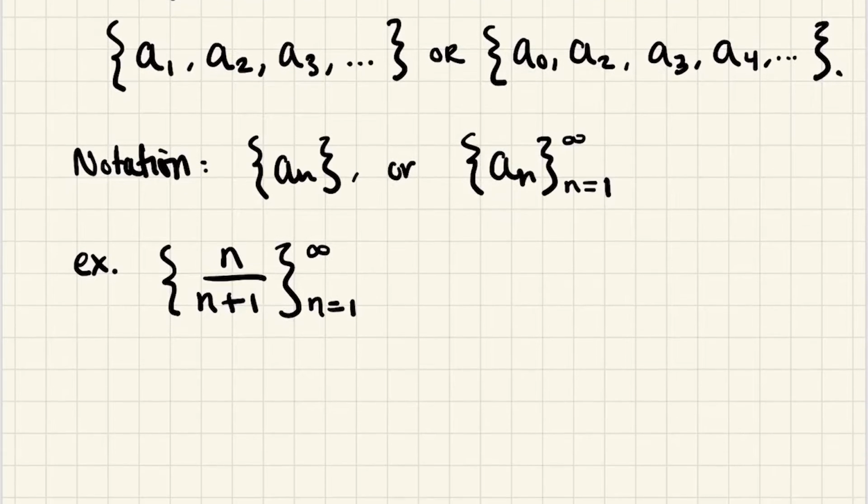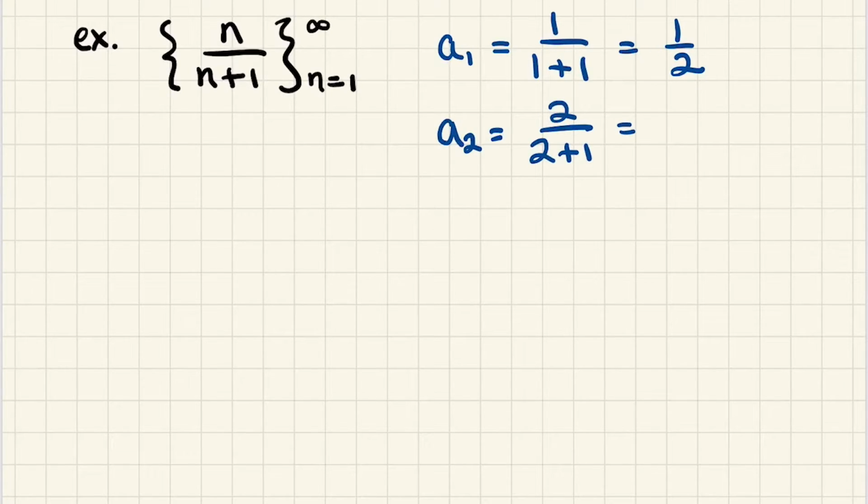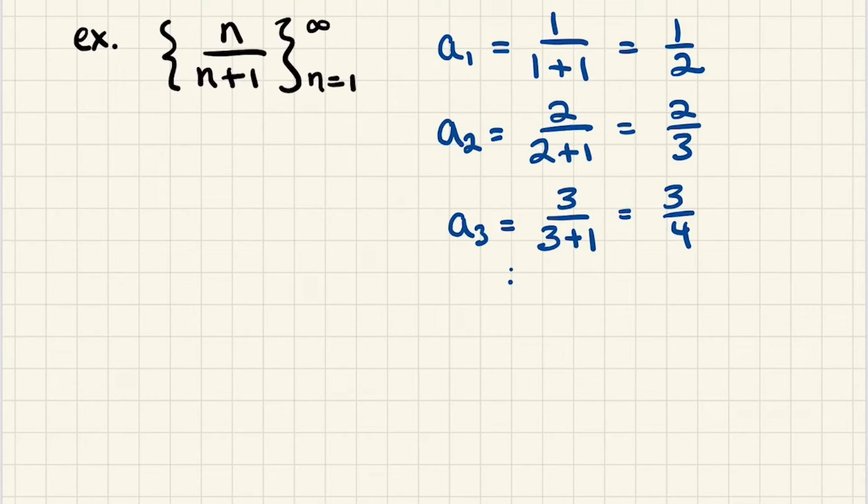So here's the notation for a sequence, the sequence of terms n over n plus 1. Let's write out some of the terms of this sequence. a_1 would simply be obtained by taking the general term n over n plus 1 and replacing n with 1. So we would get 1 over 1 plus 1, which is 1 half. So we'd say the first term of the sequence is 1 half. a_2 would be 2 over 2 plus 1, so that's 2 thirds. a_3, 3 over 3 plus 1, so that's 3/4. And you can do this all day if you want.